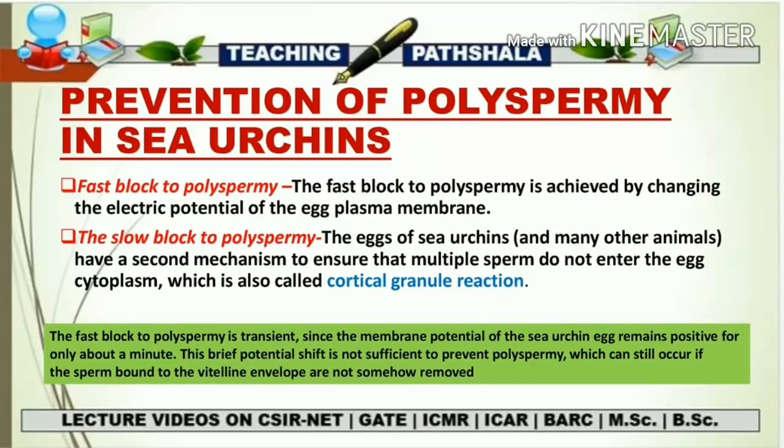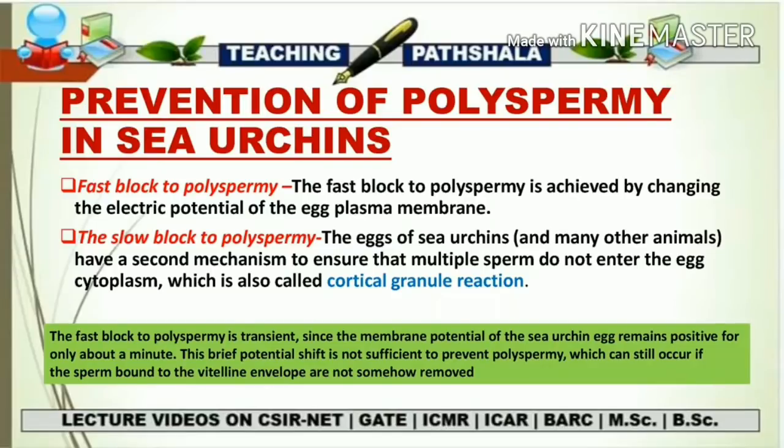The prevention of polyspermy in sea urchin mainly occurs in two steps, or two ways. The first way is the fast block of polyspermy, which is achieved by changing the electrical potential of the egg plasma membrane. The second type is the slow block of polyspermy.